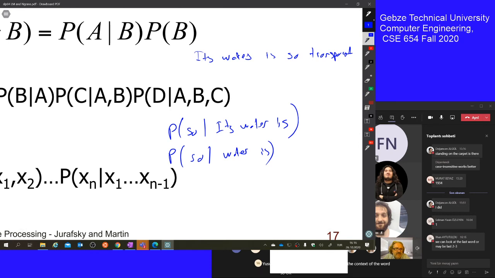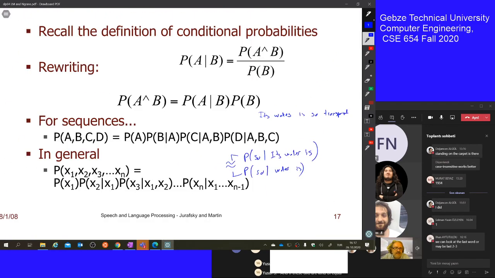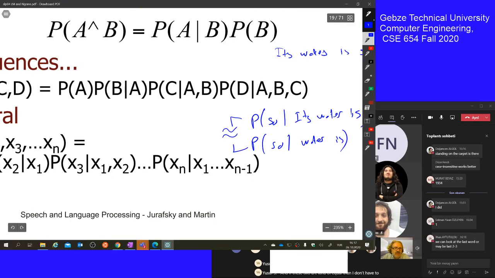Okay, so why do we have to go to 3 words or 4 words before the current word? Let's assume that these two are kind of equal, and if these two are kind of equal, then I don't have to calculate this one. Instead of calculating this one, I would calculate it given x_{n-2} and x_{n-1}.